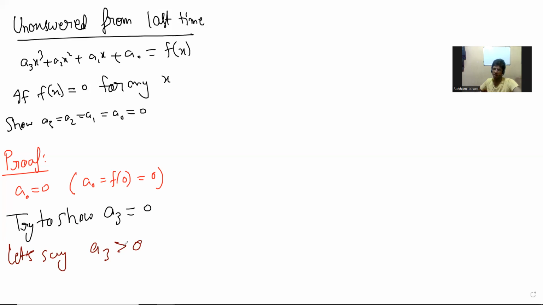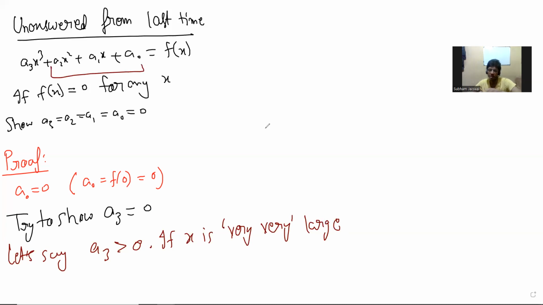Yes, right? Now obviously we have to make that rigorous. We have to try to make it rigorous, but this is the idea. Look, if a3 is positive, then if x is, now this is what we have to quantify, x is very, very large, I should just say very, very large compared to the other three terms, then f of x becomes positive.